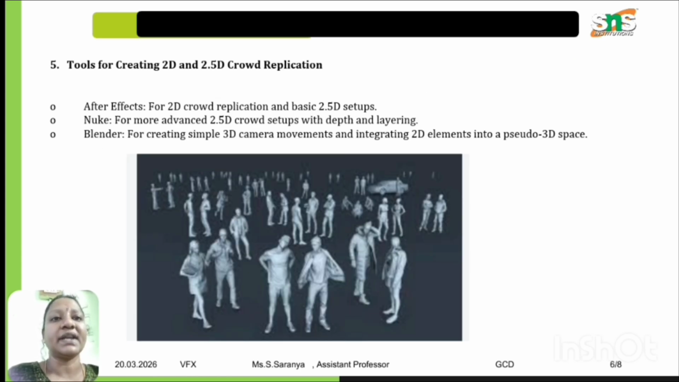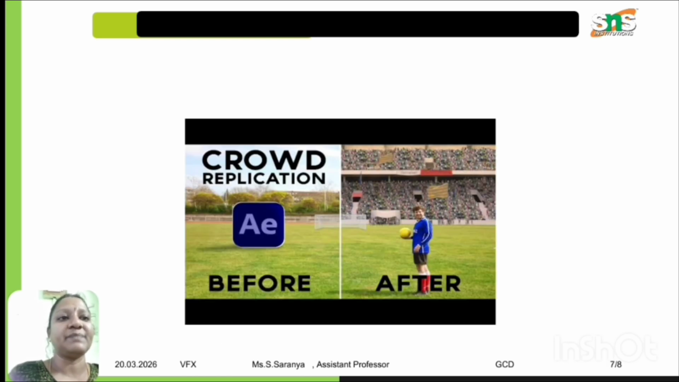Next one is tools for creating the 2D and 2.5D crowd replications. We are using tools like After Effects, Nuke and Blender. In After Effects, we can create a 2D crowd replication with basic 2.5D setups. In Nuke, we can work with depth and layering. In Blender, we can do 3D camera movement by integrating the 2D elements into the 3D space.